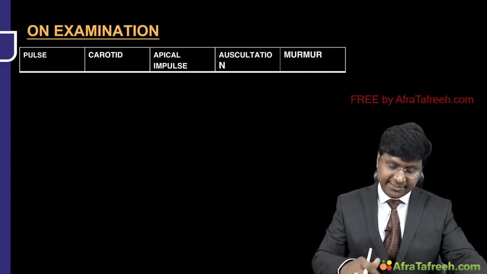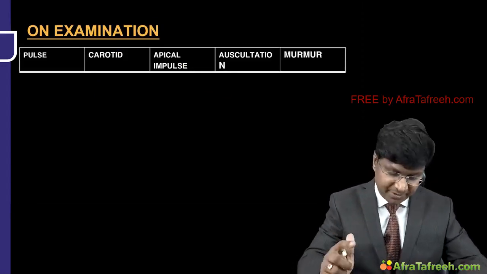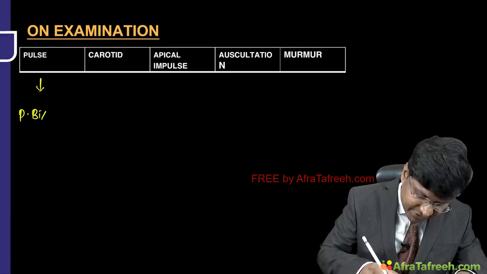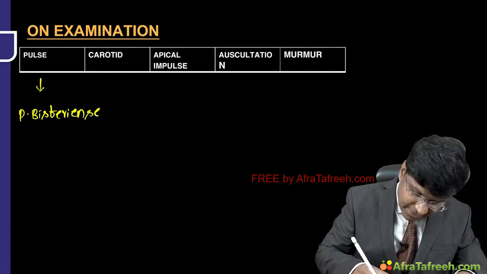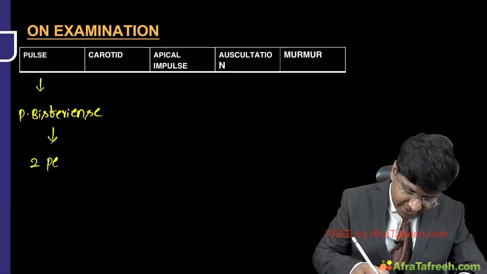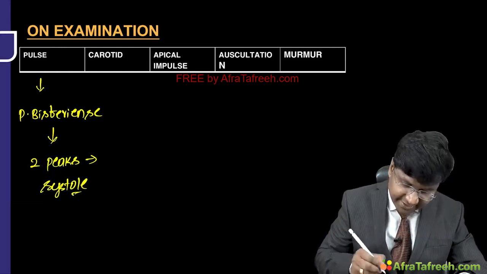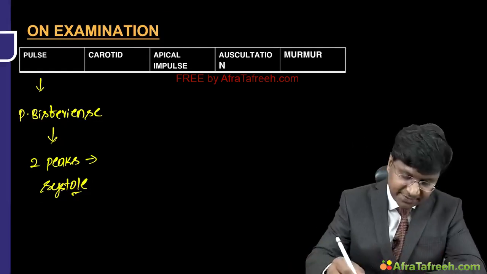Okay, right. Then coming to the examination findings in patients with hypertrophic cardiomyopathy. The pulse is the characteristic pulse, that is pulsus bisferiens. And what do you mean by pulsus bisferiens? Where you have two peaks during the systole, which we have discussed in detail, the mechanism of pulsus bisferiens, in the topic of the arterial pulse.